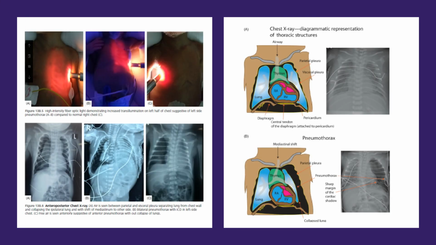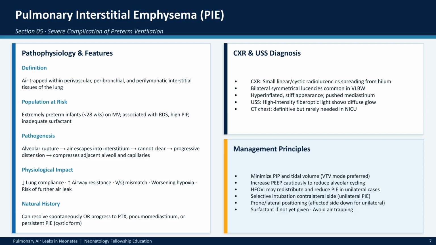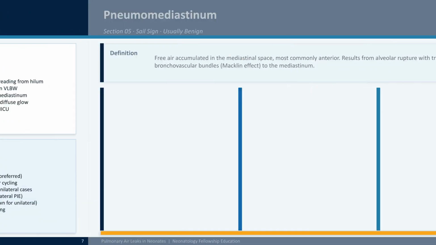Here are visual examples. The top panel shows positive transillumination in a patient with left-sided pneumothorax. The bottom panel displays CXR findings, with air separating parietal and visceral pleura, and collapse of the left lung in a bilateral case. Pulmonary interstitial emphysema involves air trapped in the lung interstitium. It primarily affects extremely preterm infants on mechanical ventilation. Management focuses on minimizing ventilatory pressures, cautious use of PEEP, and options like HFOV, or selective intubation for unilateral cases.